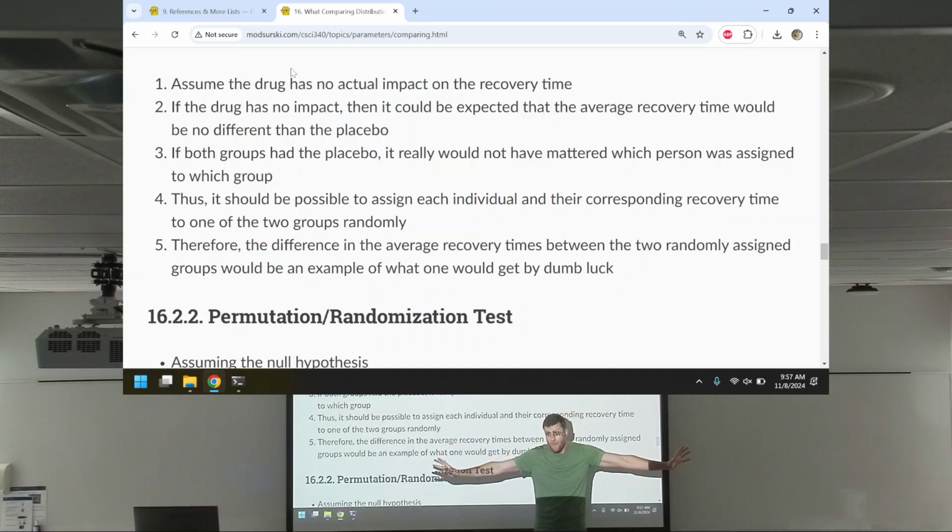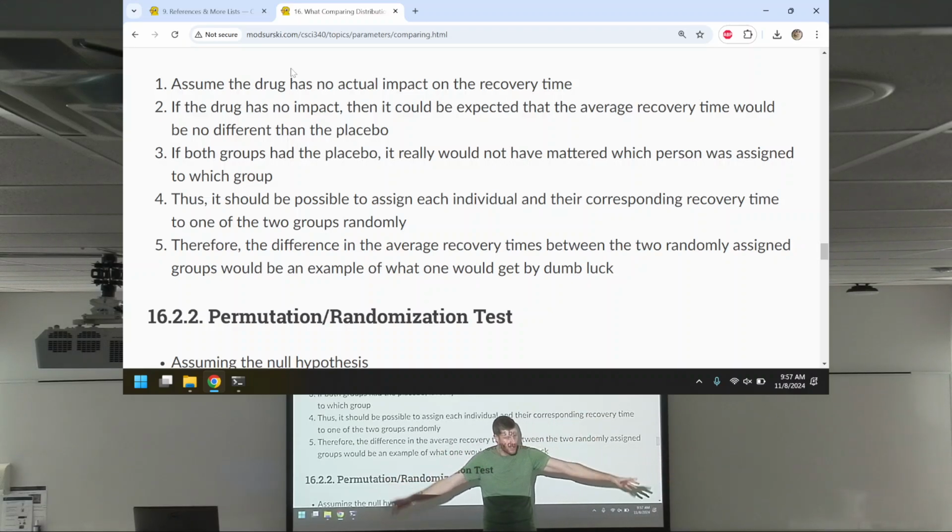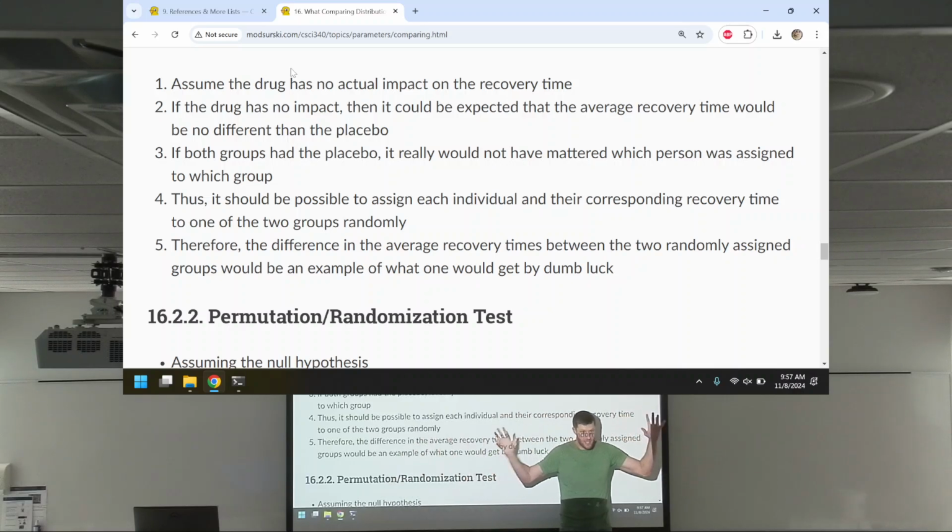If it had no impact, and we do that, what's this group's average recovery time, and what's this group's average recovery time, right? These are like the bastardized groups. Some of them really had the placebo and some of them didn't, but we're assuming it makes no difference. So, if it makes no difference, I can look at the average recovery time from here and the average recovery time from here, and look at the difference in the average recovery time.